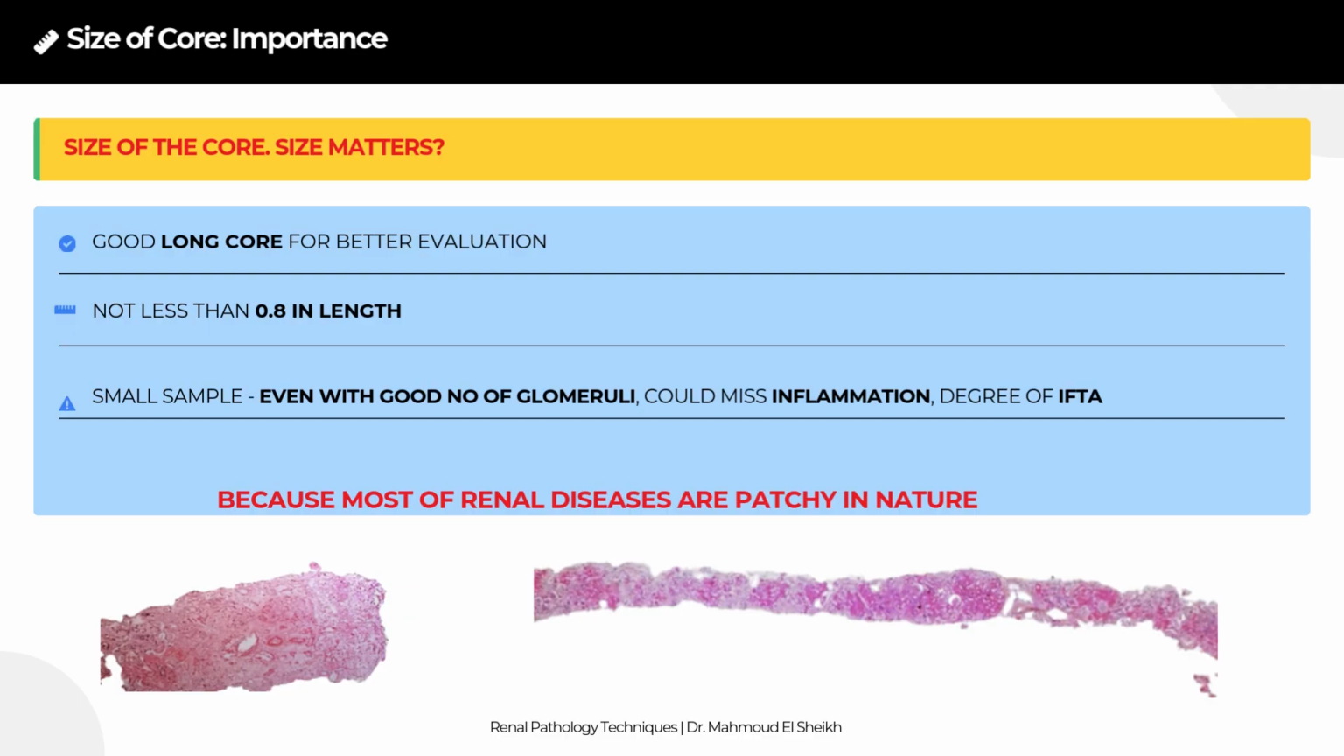Does the size of the core matter? Yes, a good long core is needed for better evaluation, not less than 0.8 cm in length. Small samples, even with a good number of glomeruli, could miss inflammation and the degree of IFTA, because most renal diseases are patchy in nature. This is a good long sample core, and this is a small core, even if we have many gloms represented here.